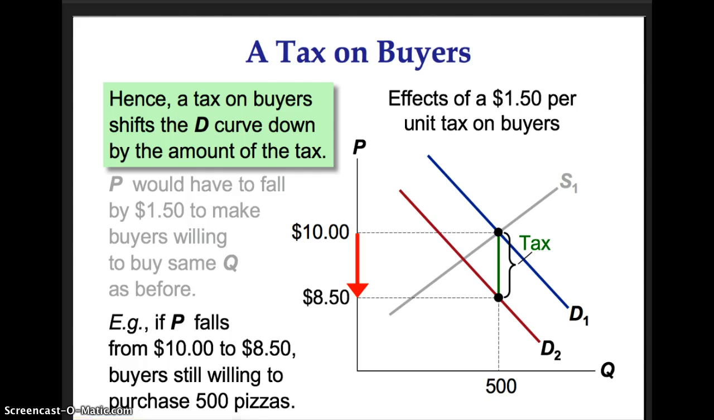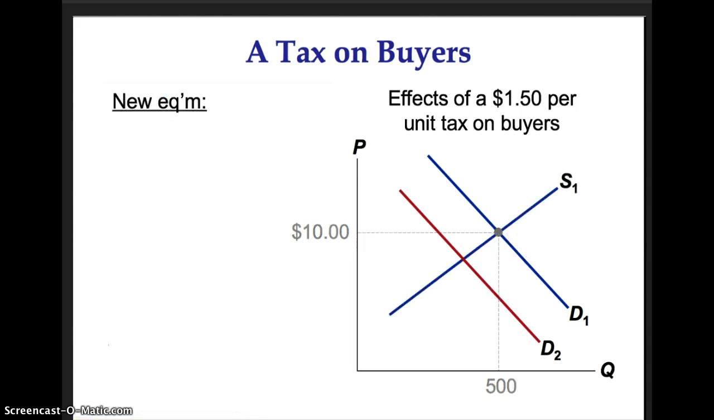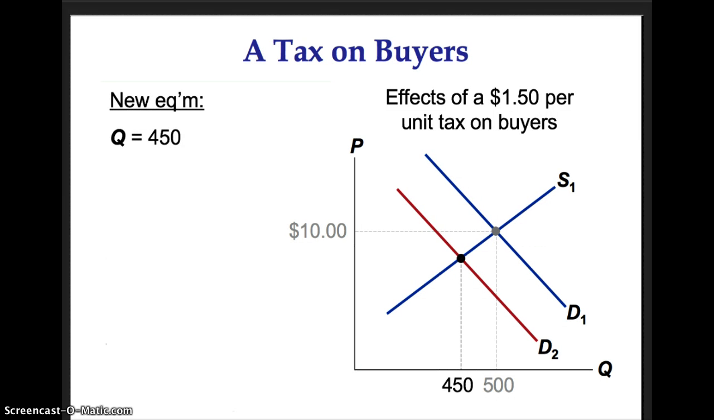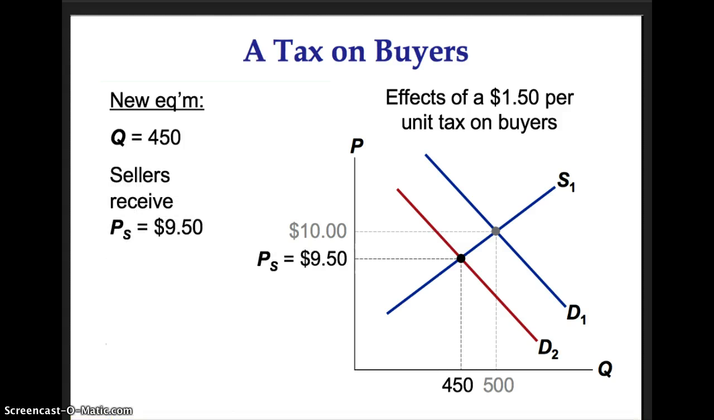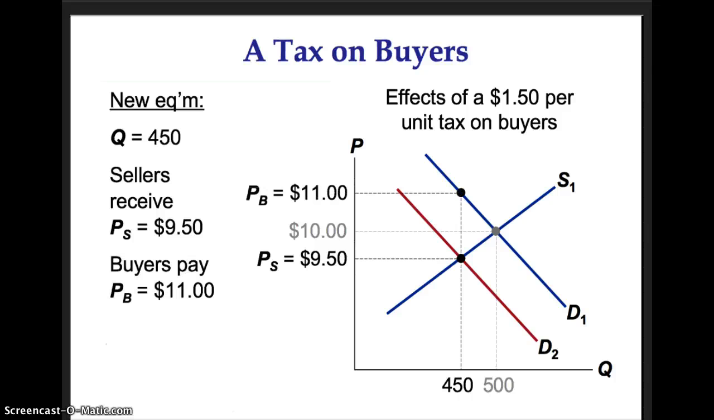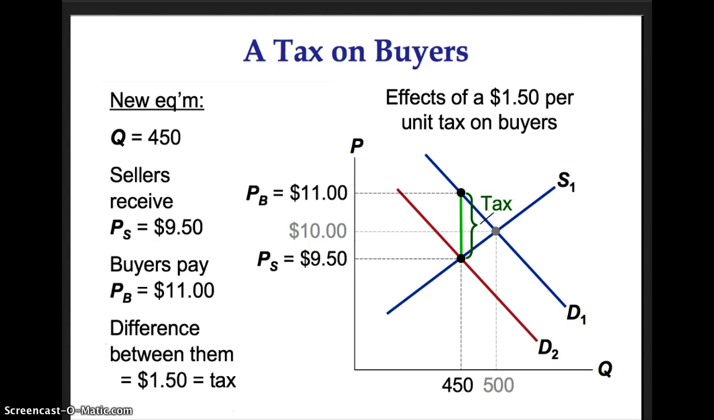The new equilibrium occurs at the intersection of the new demand curve and the original supply curve. The equilibrium quantity is 450 pizzas. The price sellers receive is $9.50, labeled PS. The price buyers pay is $11, labeled PB. The difference between the price received and the price paid is the size of the tax.